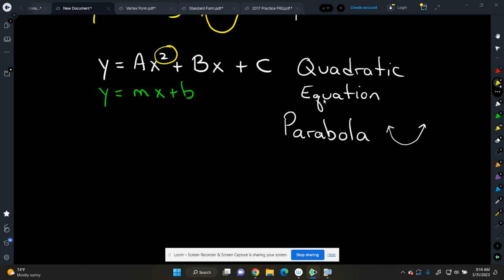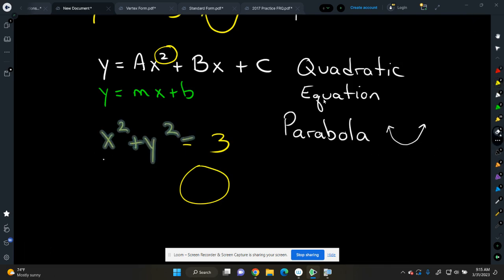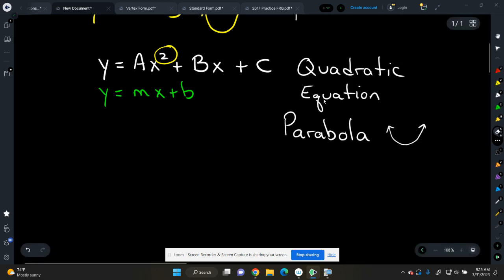So if there's an x that's squared, but the y is not, it is a quadratic equation, and the shape is a parabola. If they're both squared, it is not a quadratic equation. In fact, that's a circle. We will talk about these later. Today we're working on quadratic equations.